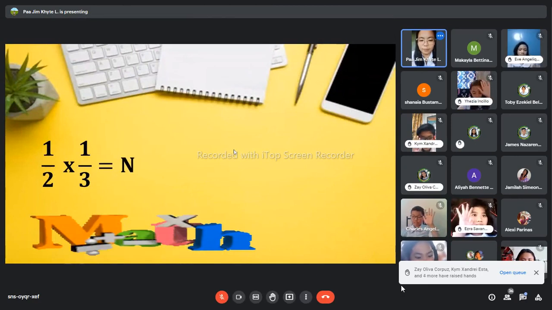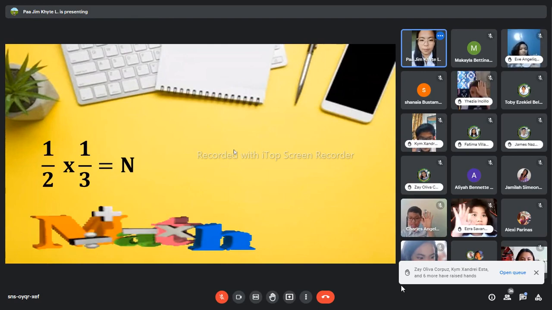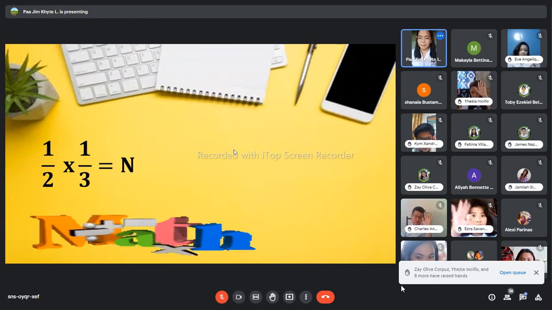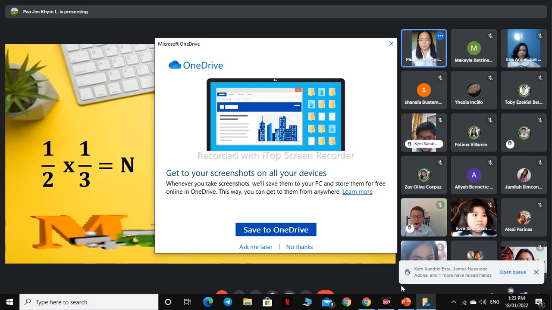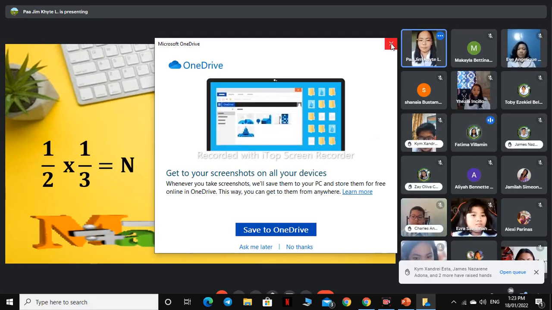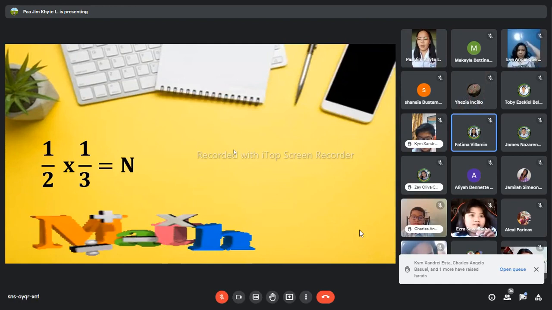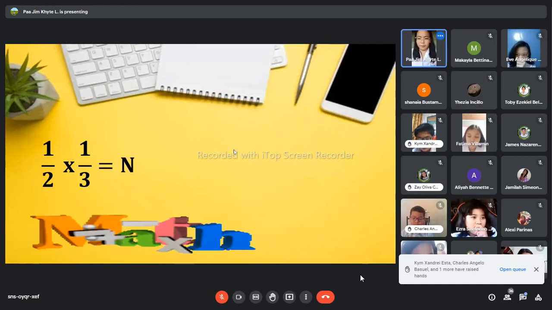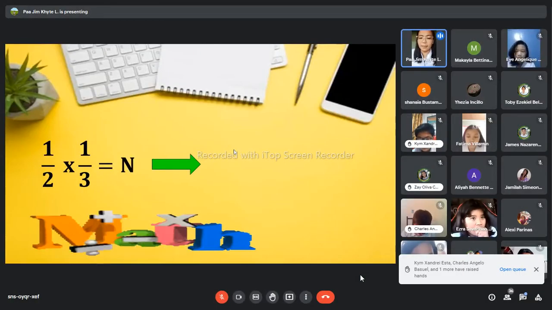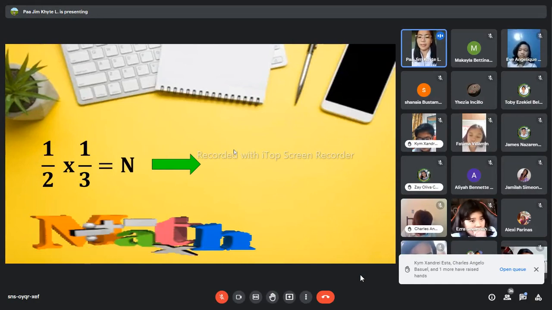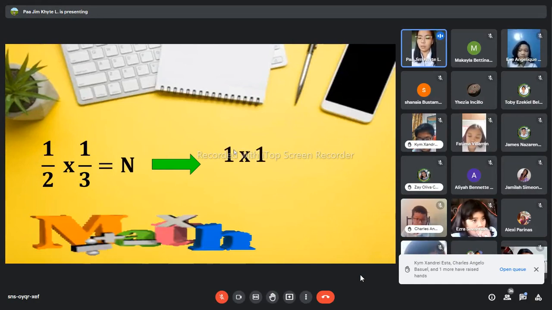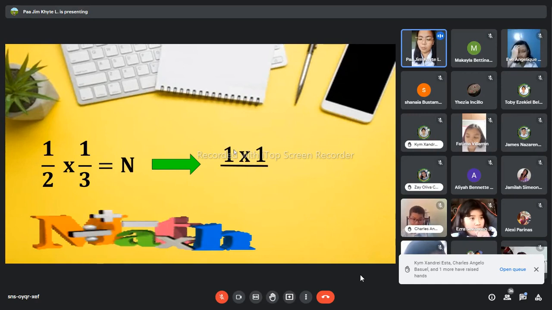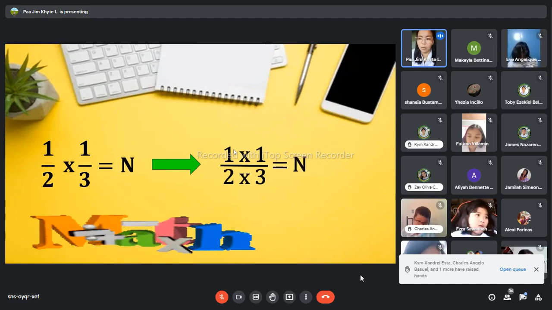Anyone? Fatima? One half times 1/3, ma'am. Okay, our equation is 1/2 times 1/3. So the next thing that we will do is to combine both the numerator and the denominator. So it will look like this. 1 times 1 over 2 times 3 is equals to n.